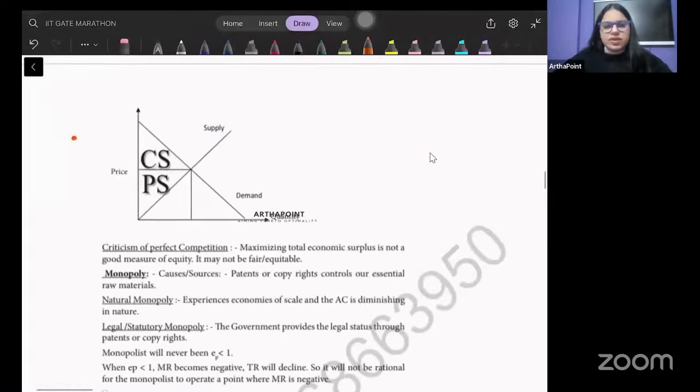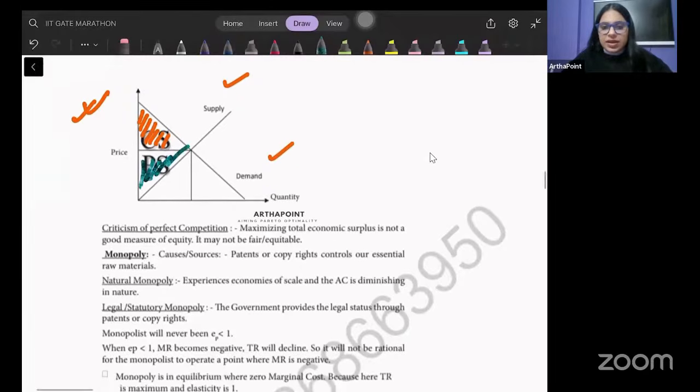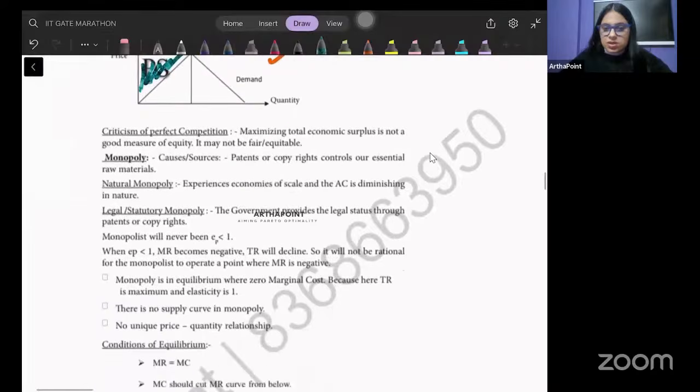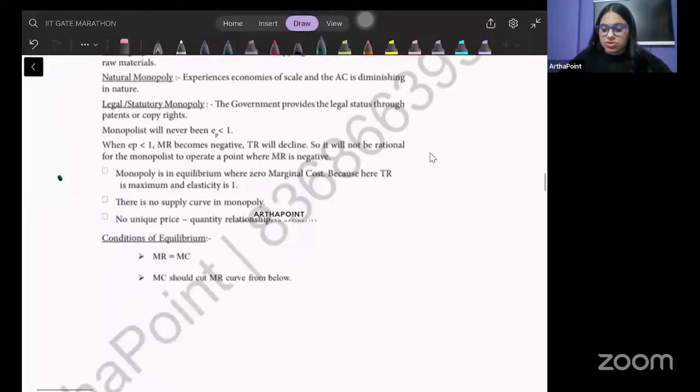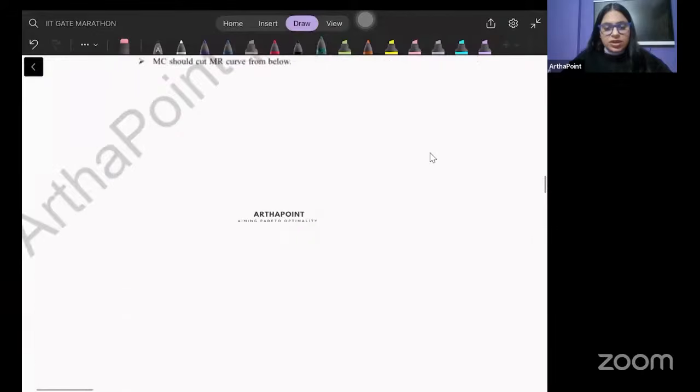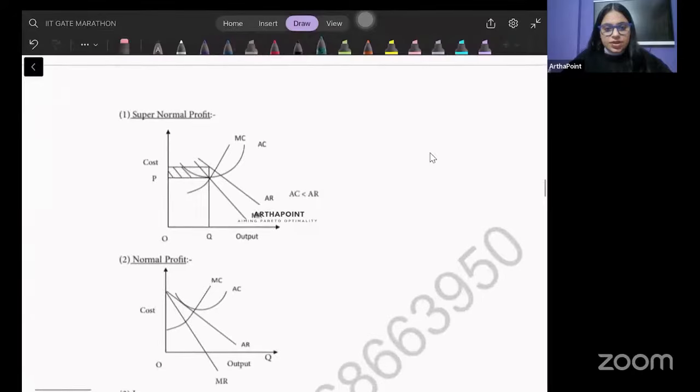Then this is a general one. If this is demand and this is supply, then the area below the demand curve is consumer surplus. The area above the supply curve and below price is the producer surplus. Please read down the criticism. Read down the condition for monopoly. I have done this. Okay.